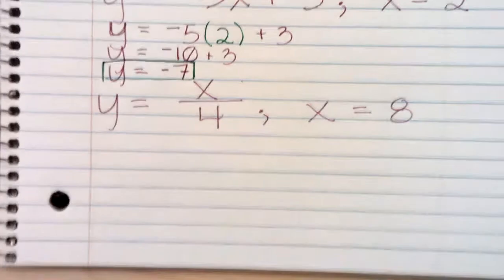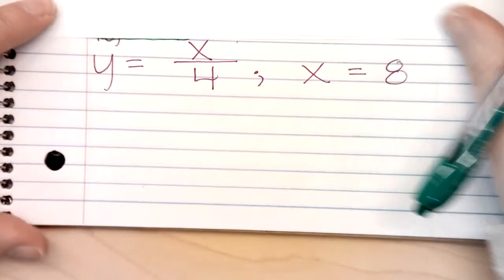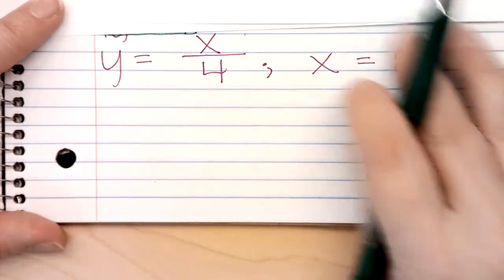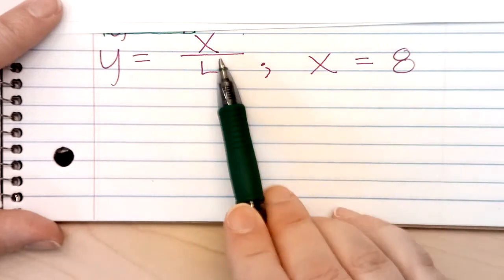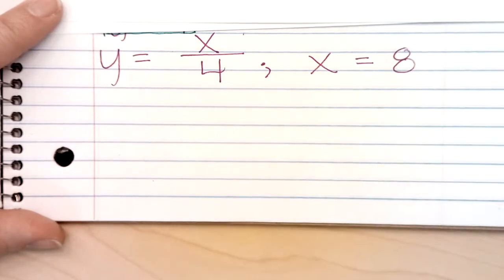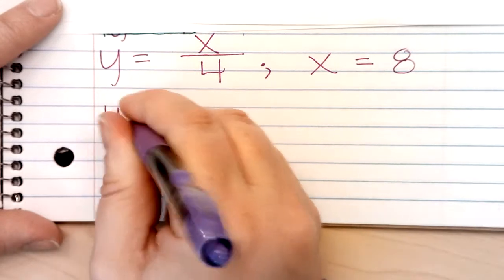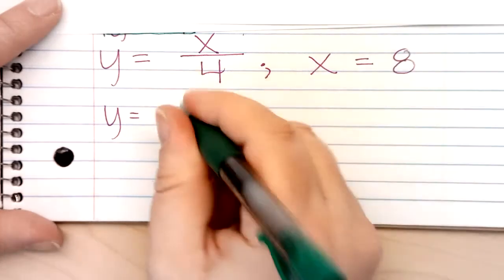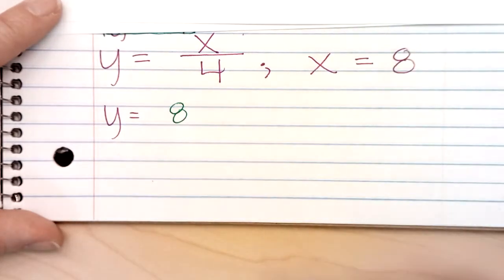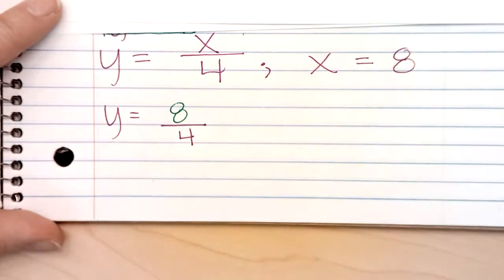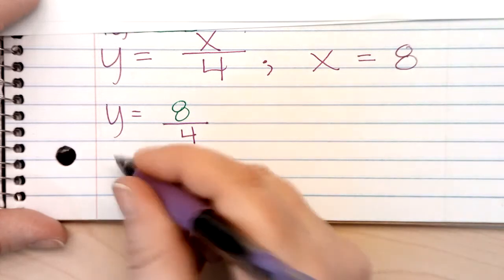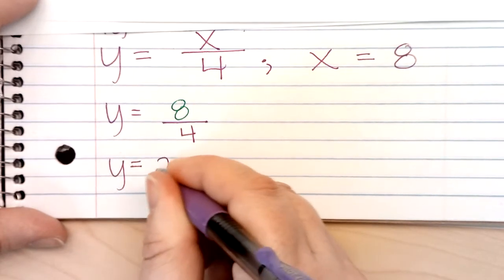Okay, last example says y equals x over 4 and x equals 8. Well, we know that this means y equals x divided by 4. So let's plug in 8 for our x value. Y equals, and instead of x, we're putting in the value of 8. So we have 8 over 4. Okay, well, 8 divided by 4, you can use a calculator if you need, equals 2.